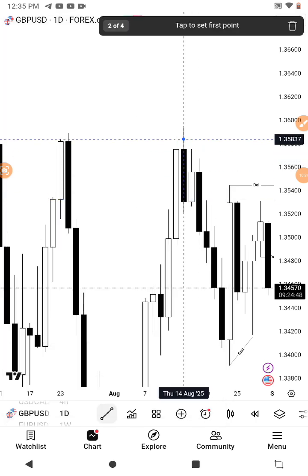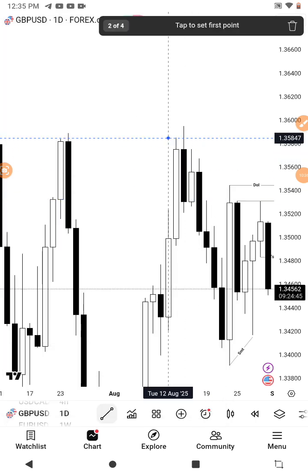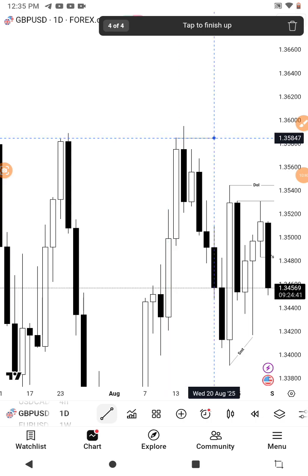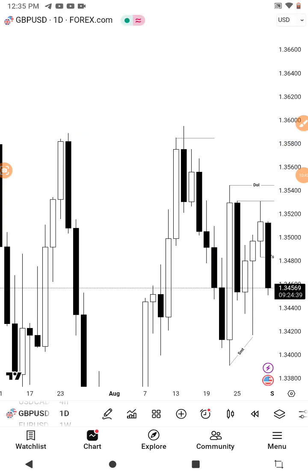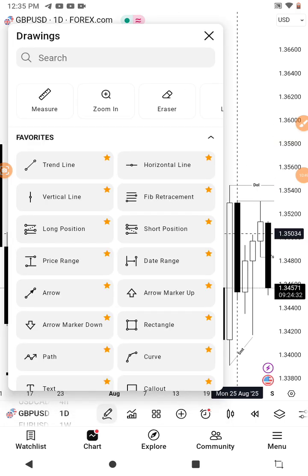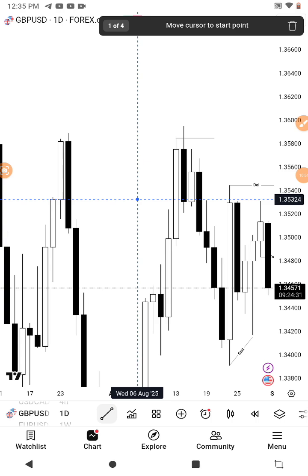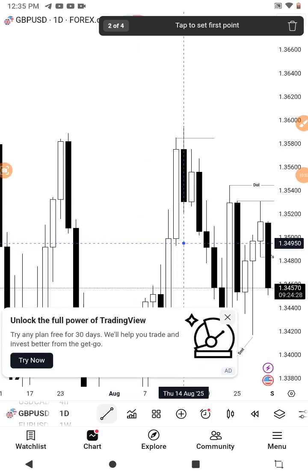Let me mark it out. One. Our target is what? The low. So after price engulfed the candle, didn't close above, we are now targeting the low. Two. So now this is now our target.